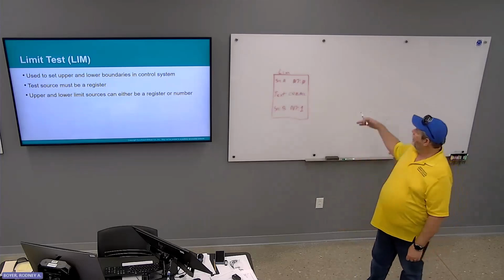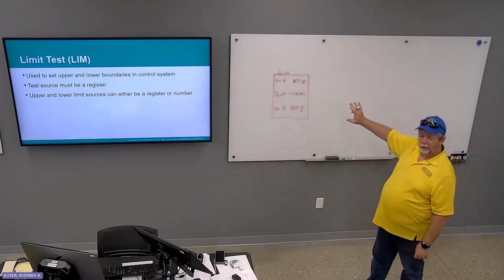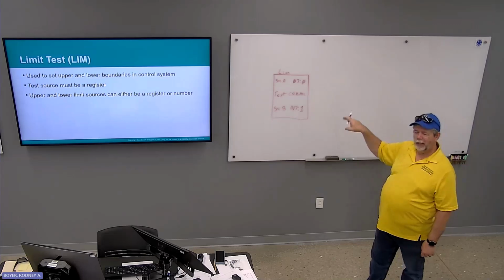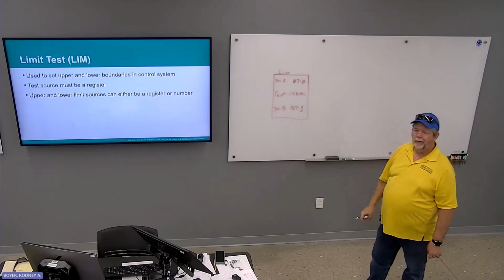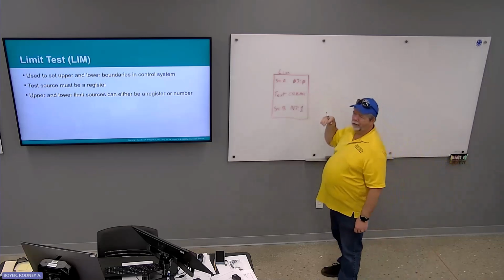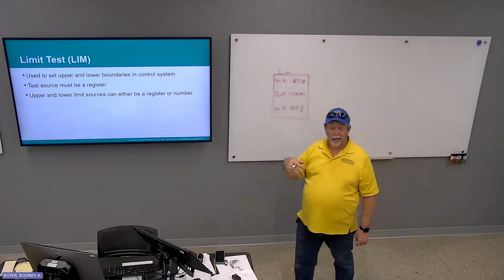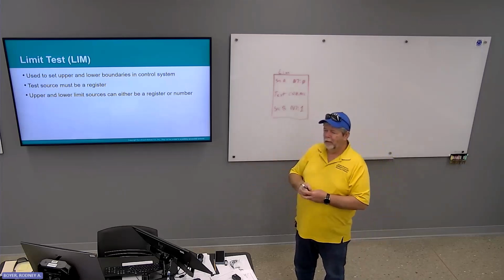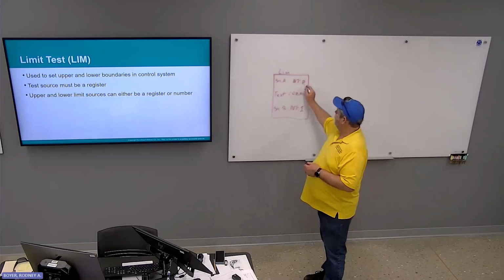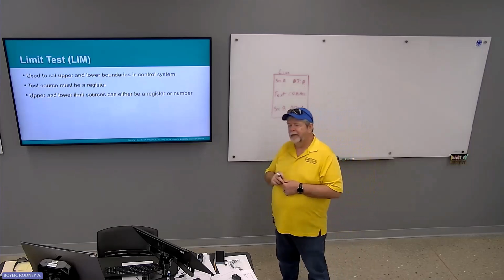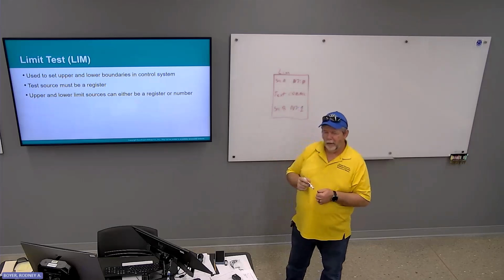That way, if I need to change the value of source A and or source B, all I gotta do is change the values in the register. If you hard code these as actual numbers, then you need to make a change. You have to go in, edit the program, re-download, all that. If you make these registers, those can be edited on the fly while you're online. And you set it whatever you want.